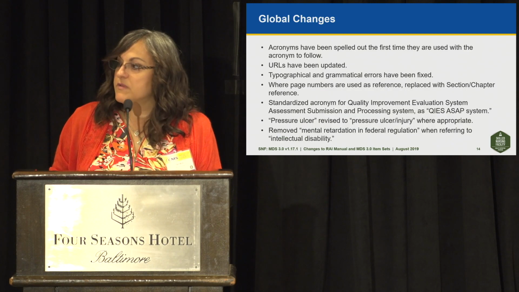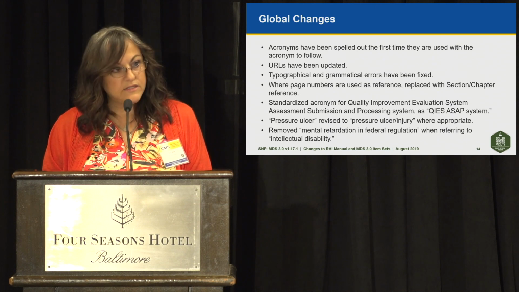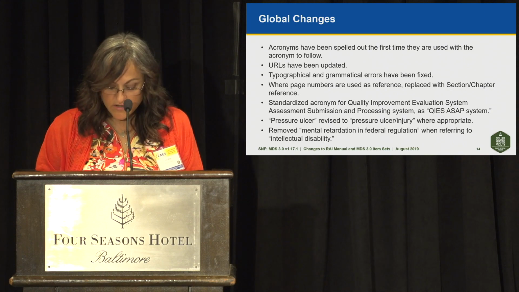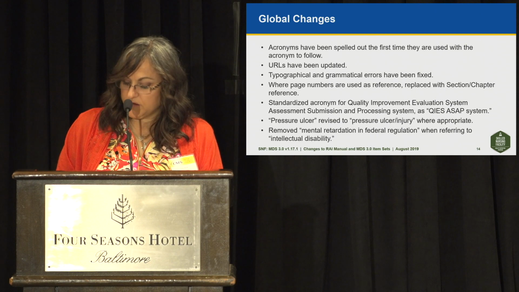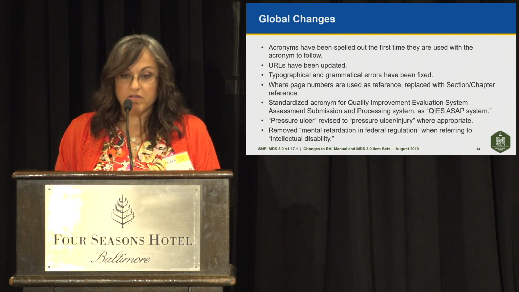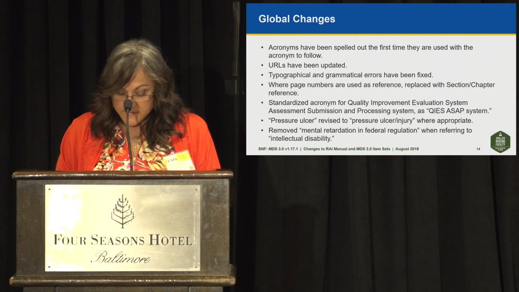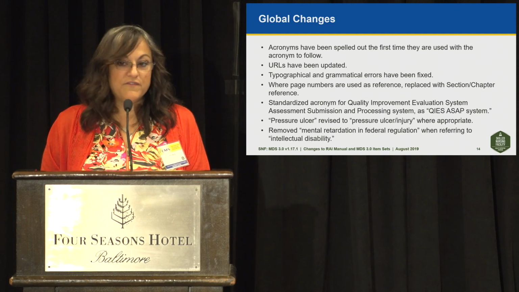So I'm going to start with some of the high-level changes that have occurred in the manual and the item sets, and then talk a little bit more in depth about some of the changes. These global changes are changes that have occurred throughout the manual. So acronyms have been spelled out the first time that they are used, with the acronym parenthetically following. The URLs throughout the manual have been updated. Typographical and grammatical errors have been fixed where we found them.